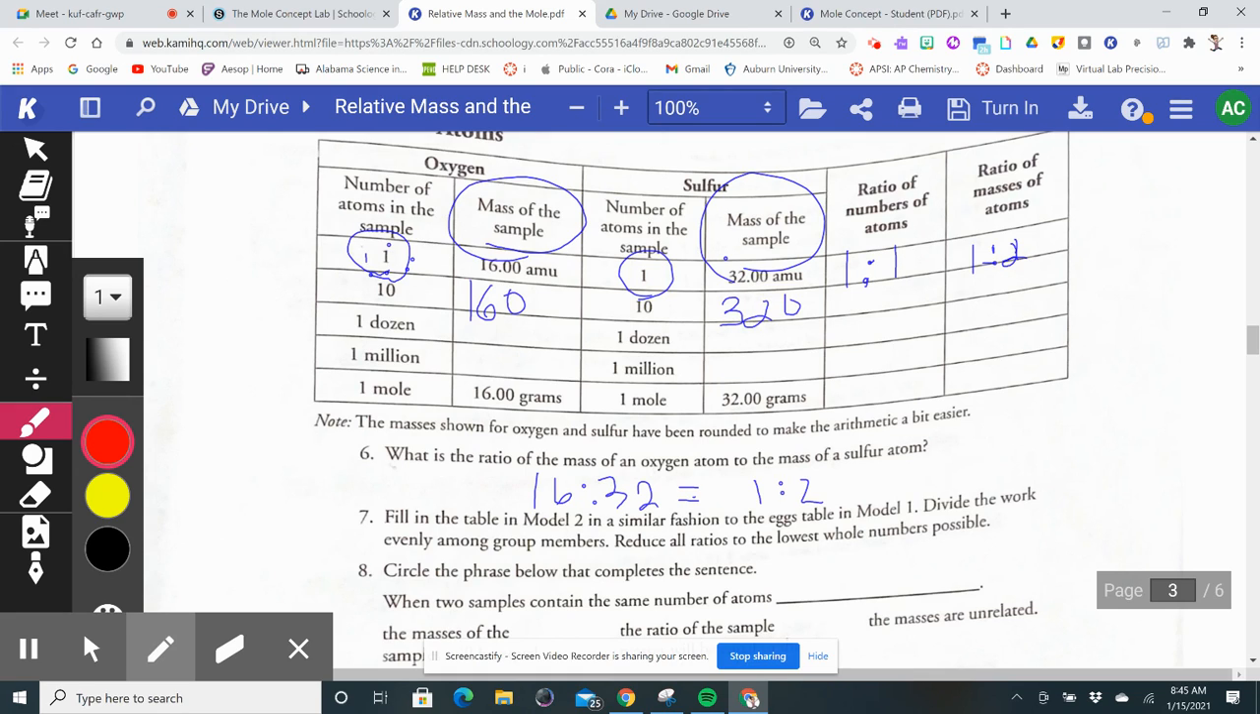All right. So now, what's the ratio of the number of atoms? What's the ratio of the number of atoms? Pay attention to my words. Number of atoms. What's the ratio? 10 to 10, which reduces to 1 to 1. All right, and then now we want to get the ratio of the masses of the atoms. Still 1 to 2, because it's 160 to 320, which reduces to 1 to 2.